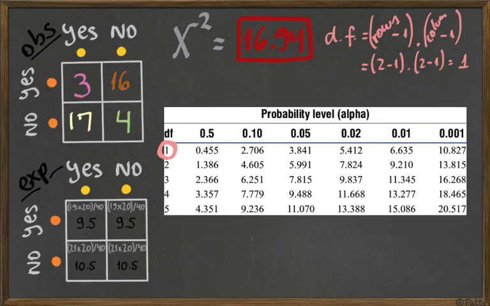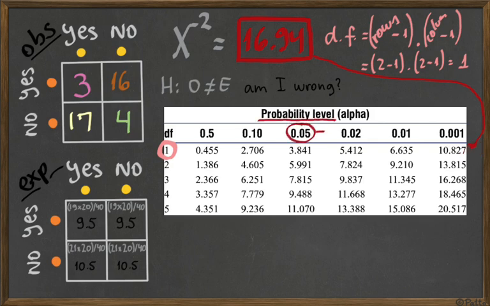And then I will check to see. My hypothesis says that observed is different to the expected. So there's a chance that I'm wrong when I say that. So am I wrong when I say that? So the chance that I am wrong is over here. 16.94 is in this corner over here. So it's beyond that value.